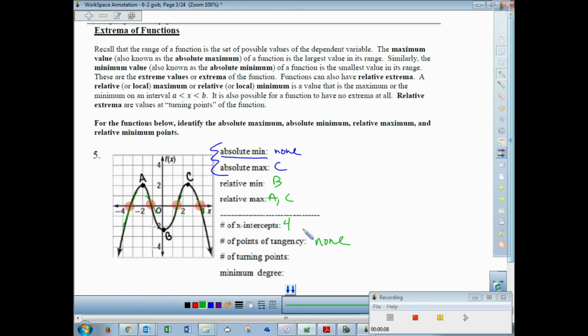Don't put none, or I guess you should put 0 is what I meant to say. You should put 0 instead of none because they're asking for the number of points of tangency, so there are 0 of them. I really wouldn't mark you wrong if you put none, but to answer the question correctly.